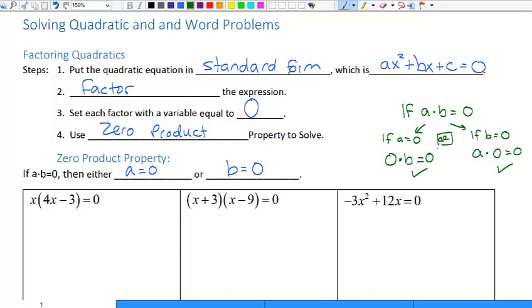Now that "or" is important. It can't be both a equals 0 and b equals 0 at the same time. You can in certain situations, but most of the time it's "or."